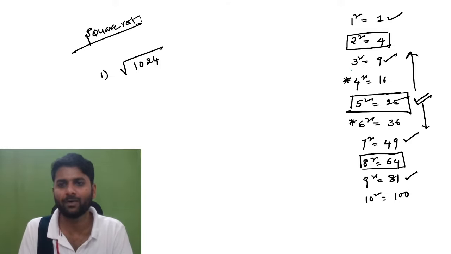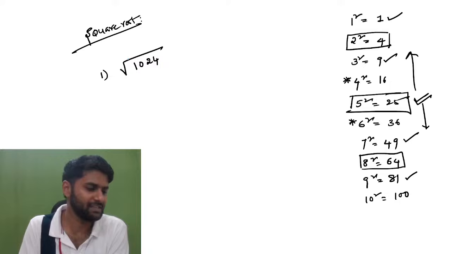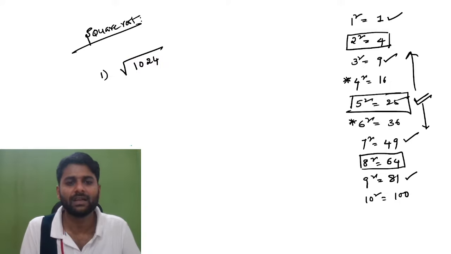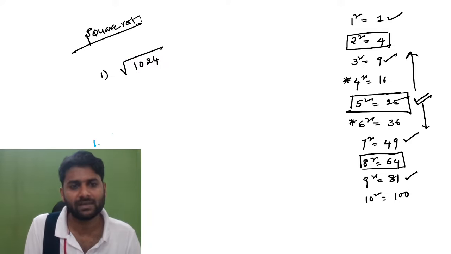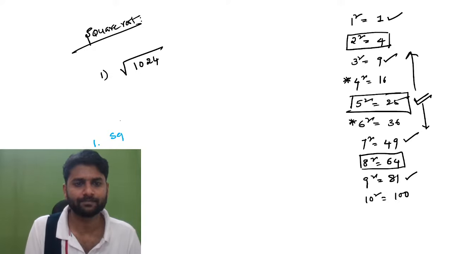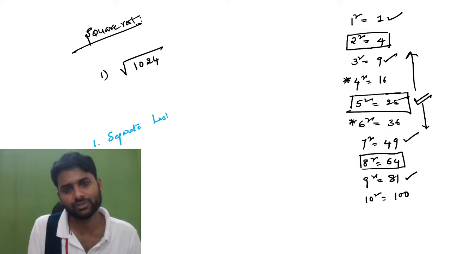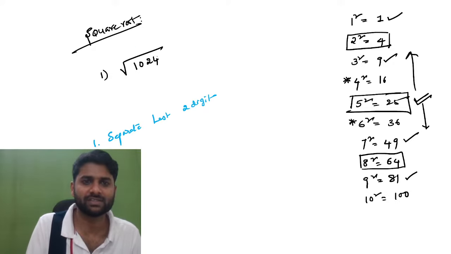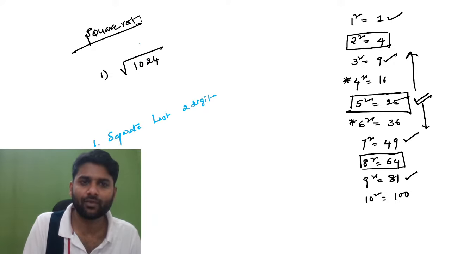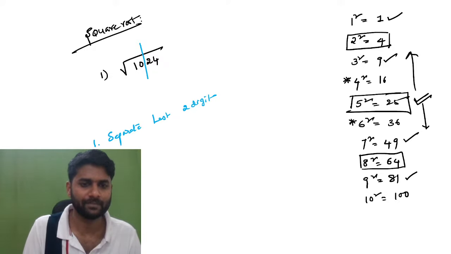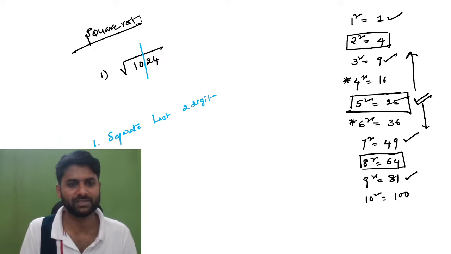Now, with the help of this observation, how are we going to find the square root of any value? Step number 1: separate the last two digits. In 1024, the last two digits are 24. Step number 1, we have to separate the last two digits.